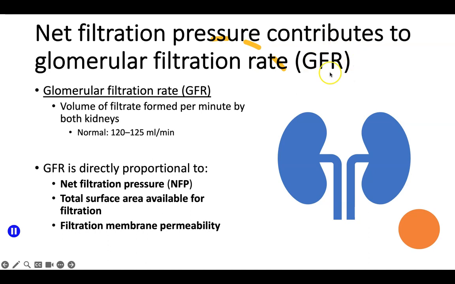Glomerular filtration rate is often abbreviated GFR. GFR is directly proportional, as I mentioned, to net filtration pressure, as well as the total surface area available for filtration. So more nephrons basically means higher GFR. And finally, the permeability of the filtration membrane, so the glomerulus and the surrounding podocytes, is going to directly impact the GFR.